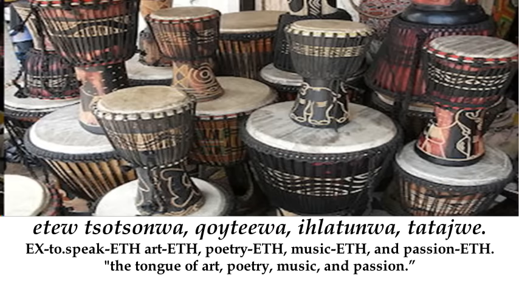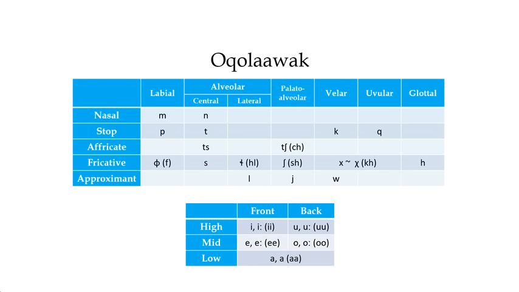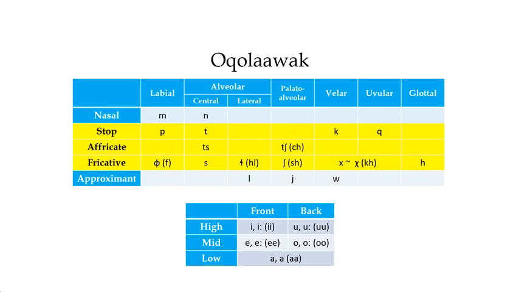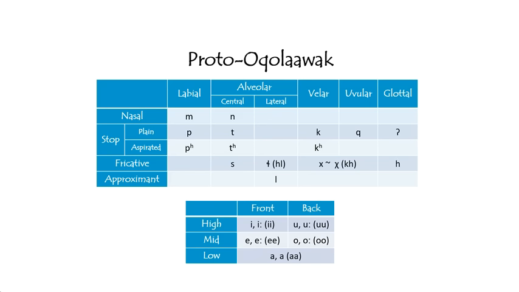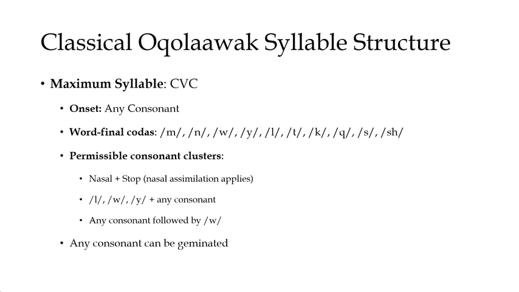As you might have been able to tell from that sample, classical Oqolaawak's phonetic inventory includes the uvular stop, the lateral fricative, and no phonemic voiced obstruents, although sibilant fricatives are voiced when occurring between voiced segments. While Proto-Oqolaawak had an exclusively open syllable structure, classical Oqolaawak allows the occasional consonant cluster, geminates, and word final codas.